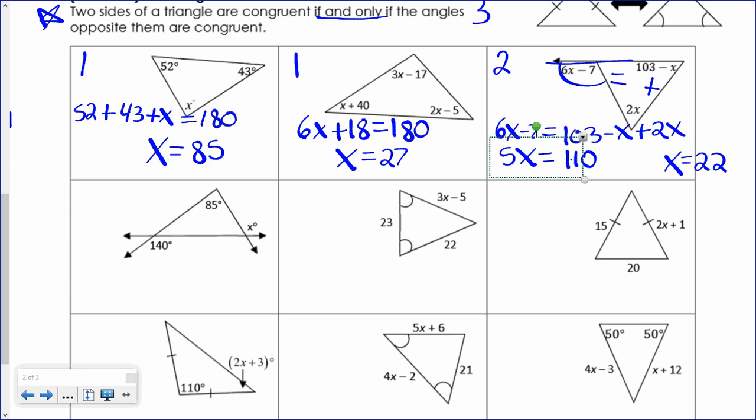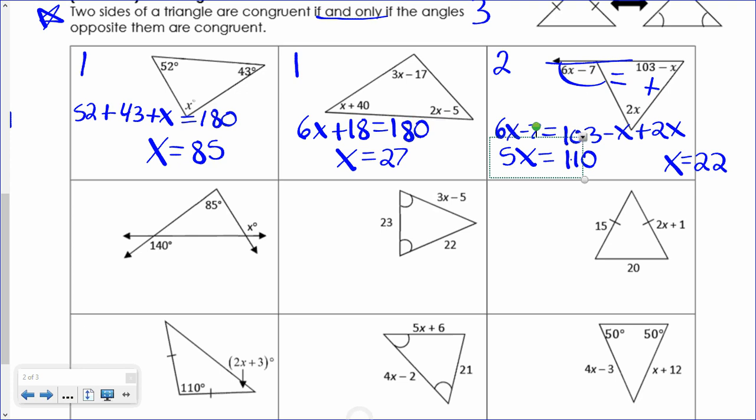Alright, why couldn't I use theorem number 1? Why couldn't I use the triangle sum theorem? Yeah, I can't use the triangle sum theorem because I don't have this angle. In order to add all of them together and set them equal to 180, I actually have to have something written there, and I didn't. So that's why I couldn't use the first theorem.